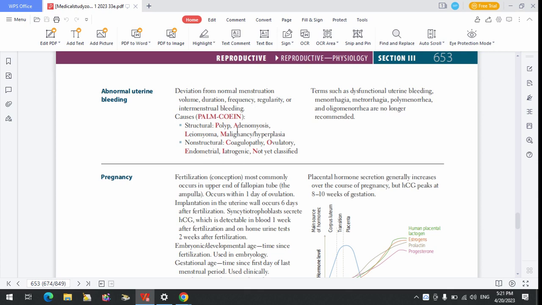So iatrogenic, that's when you are using drug or IUCD, then not yet classified.